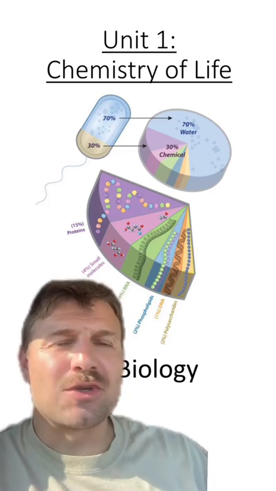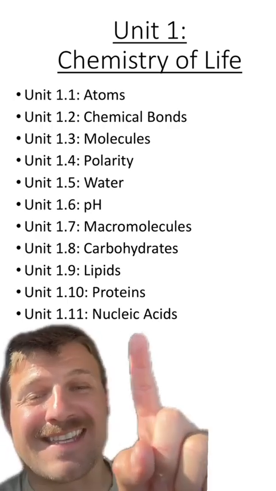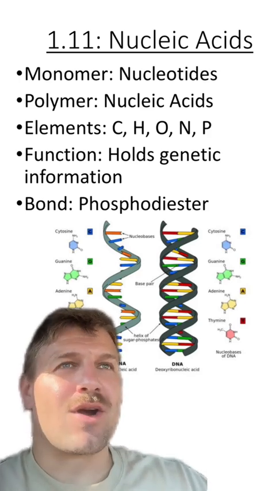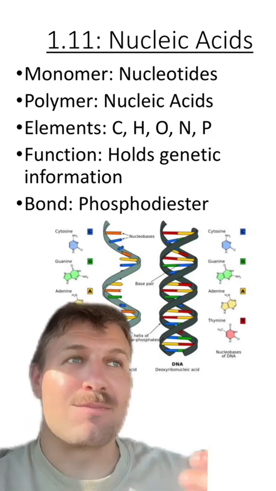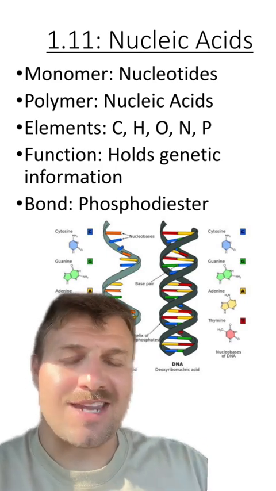Hello AP Biology students, let's go over section 11 in Unit 1. And this is going to be our last section. This is going to be the section about nucleic acids. Now, nucleic acids are a really interesting and important type of macromolecule that we're going to talk about later on in the units in AP Biology.